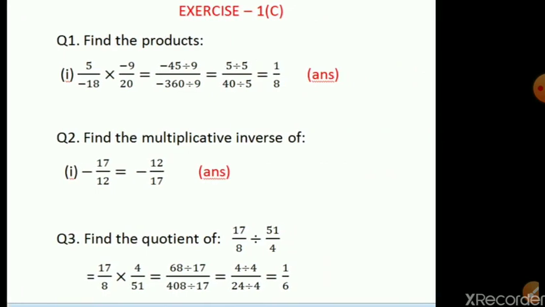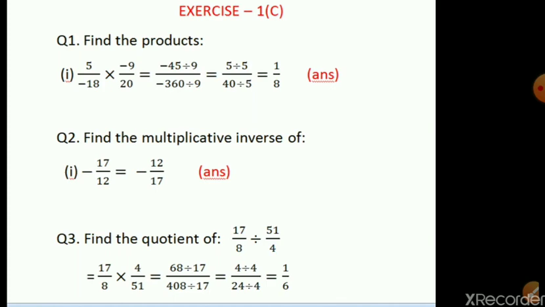Now, exercise 1C. The first question is find the products. So you know how to find the products. Let's just have a quick revision. 5 upon minus 18 into minus 9 upon 20 is equal to. So we'll multiply the numerators. That is 5 into minus 9 is minus 45. Multiplying the denominators, minus 18 into 20 is minus 360.